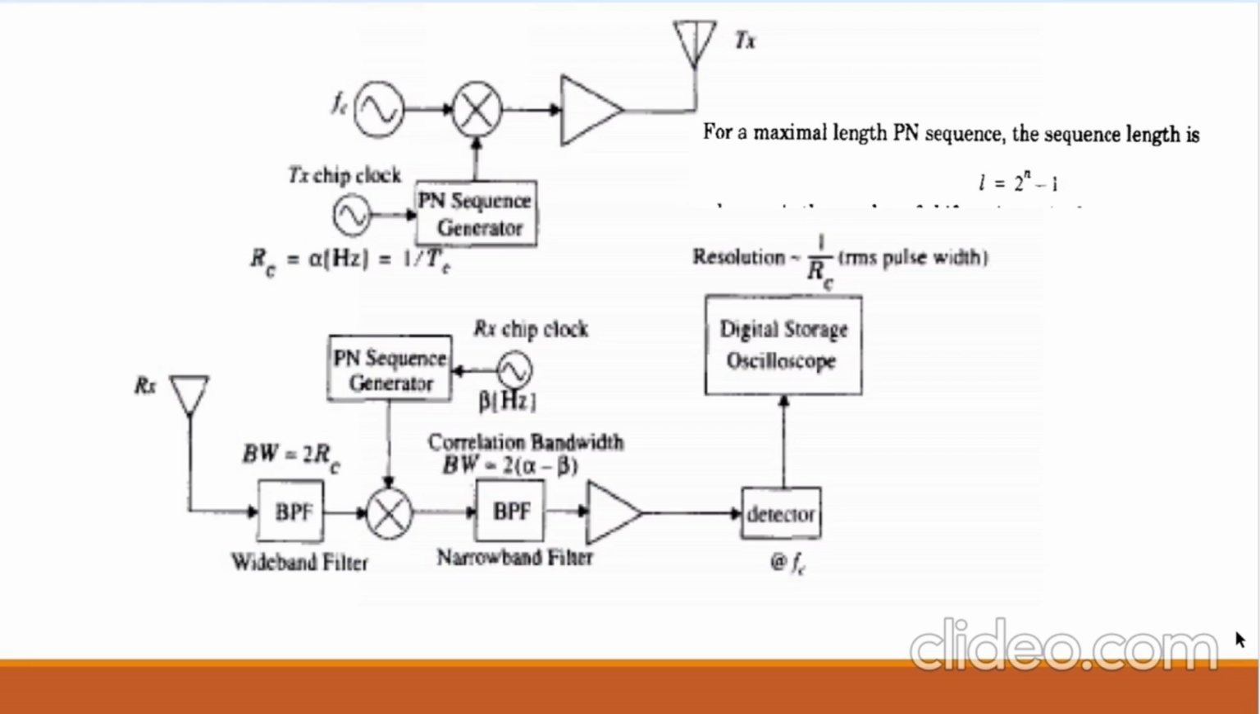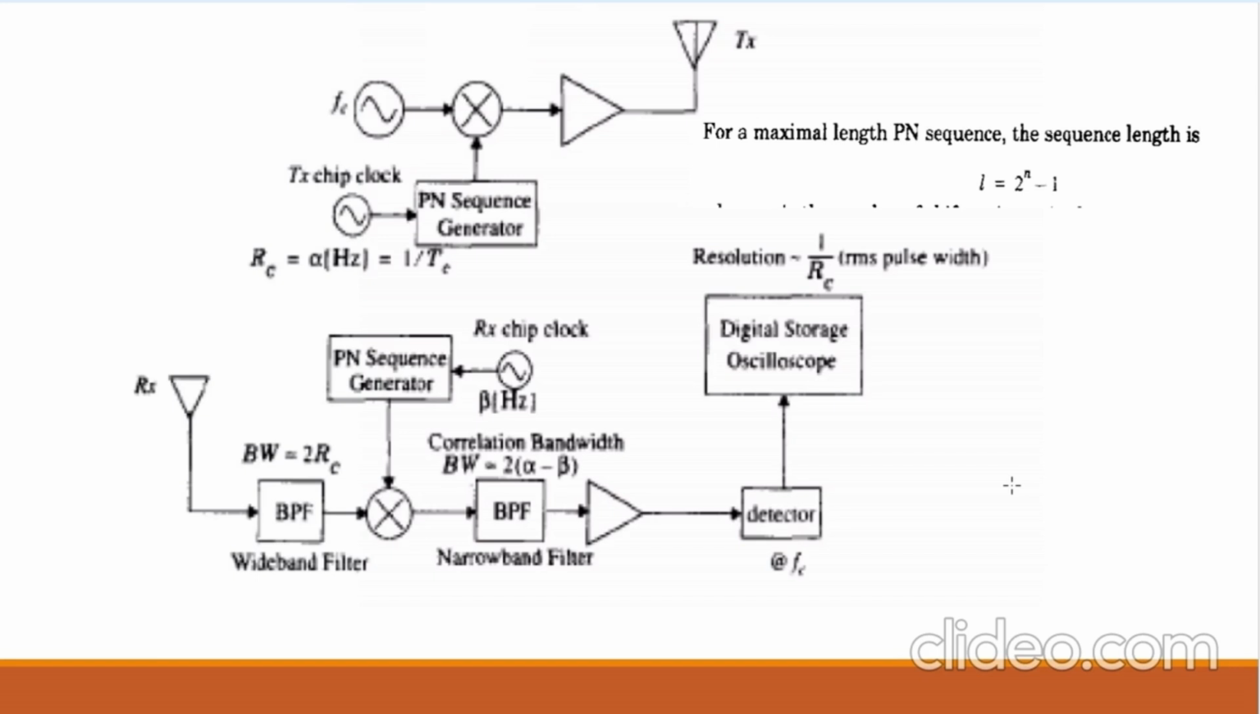The topmost blocks represent the transmitter, and this represents the receiver block. At the transmitter end, we can see the carrier frequency FC, and it is multiplied with the PN sequence, which is generated by a PN sequence generator. A PN sequence is nothing but a pseudo noise sequence. A random sequence of numbers is generated, and this is fed by a transmitter chip clock. Upon multiplication, FC and the PN sequence are multiplied and amplified, and it is transmitted through the air.